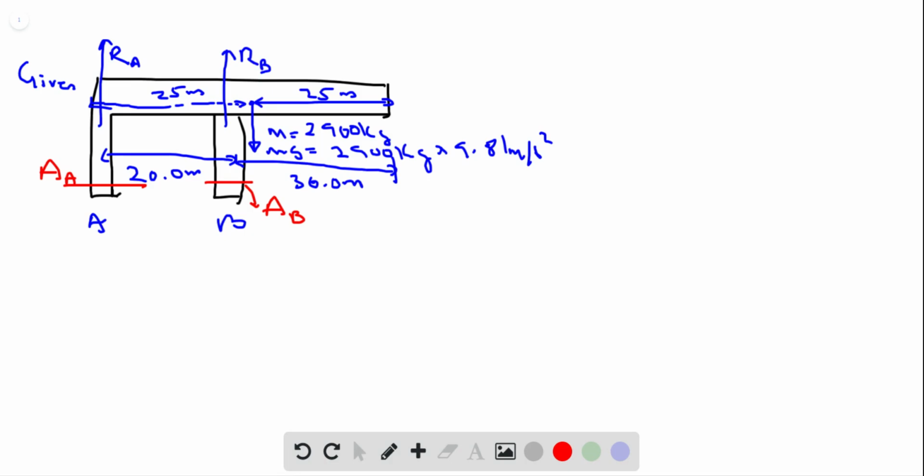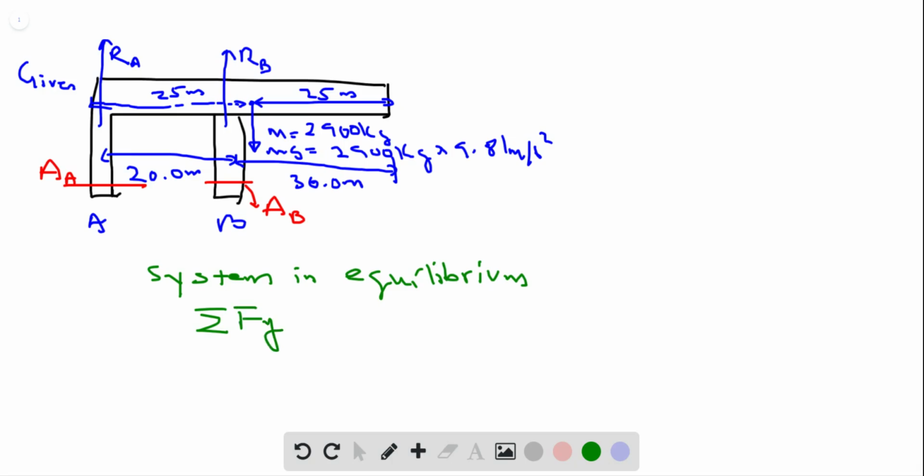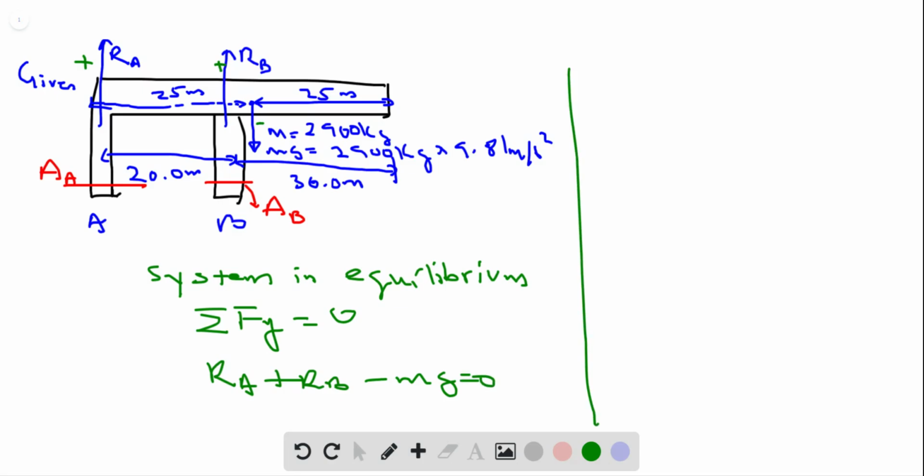The system is in equilibrium. That simply means that the sum of forces in the y direction is 0. So RA plus RB, because they're pointing upwards, so they're both positive, and then minus mg is 0. mg is pointing downwards, so it's negative. And so RA plus RB equals mg. The reaction at point A is RA, and the reaction at point B is RB.